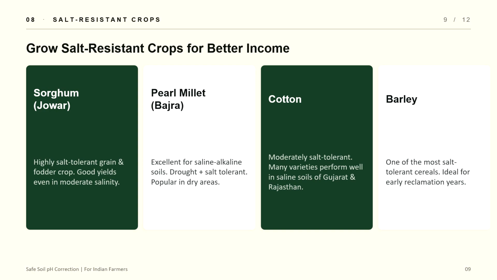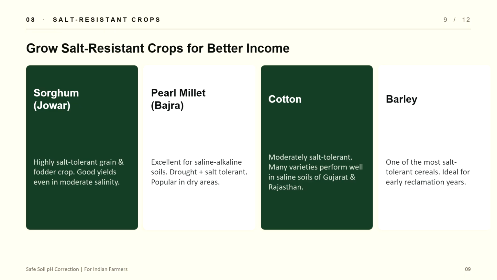Pearl millet, bajra, is excellent for saline alkaline soil, drought and salt tolerant, and popular in dry areas. That is why in Rajasthan, in saline areas, farmers are growing pearl millet. Then cotton, moderately salt tolerant; many varieties perform well in saline soils of Gujarat and Rajasthan. You can see that cotton grows widely in Gujarat and Rajasthan due to saline soil.